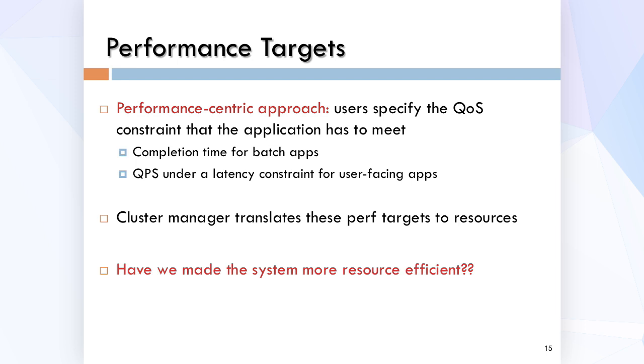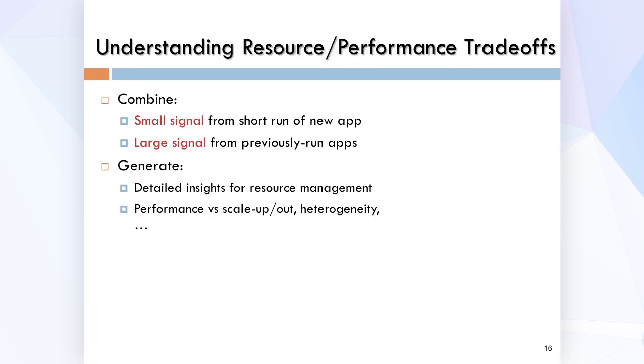So let's see what information we can use to do this translation. First of all, we can use a little bit of profiling signal. Every time a new application is submitted in the system, we can profile it for a little while. Or if there is repetition in workloads, the profiling doesn't need to happen online, it can happen offline.